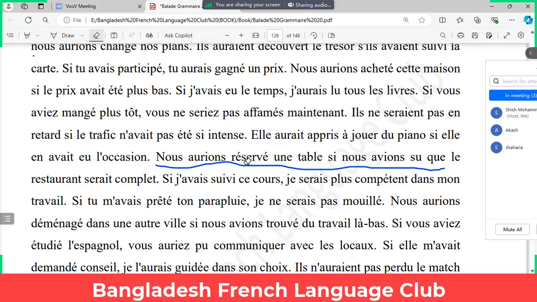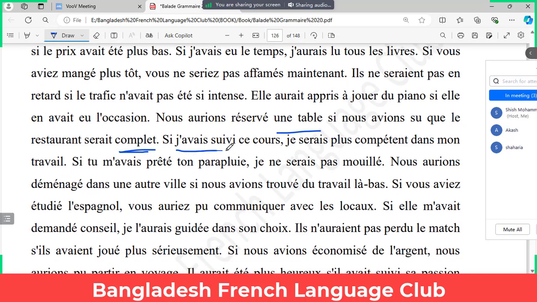We would have reserved a table. If we had known the restaurant was complet, I mean full, available. In Bengali: meaning if they had known that the restaurant would be full, they would have reserved a table in advance, they would have made a booking. Okay, next one.